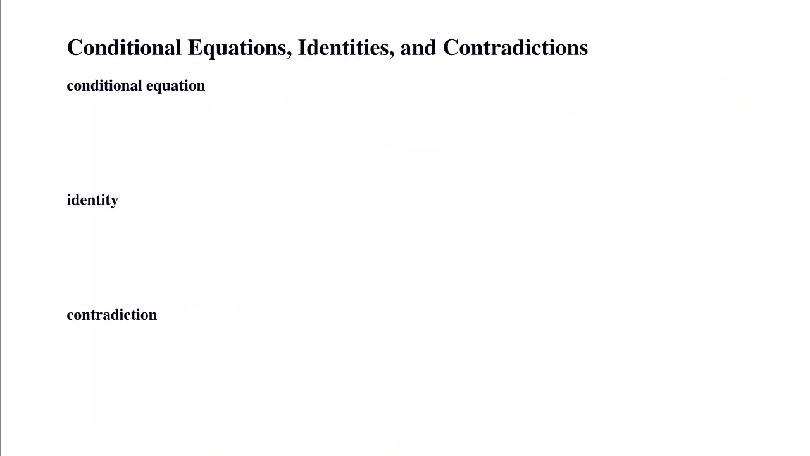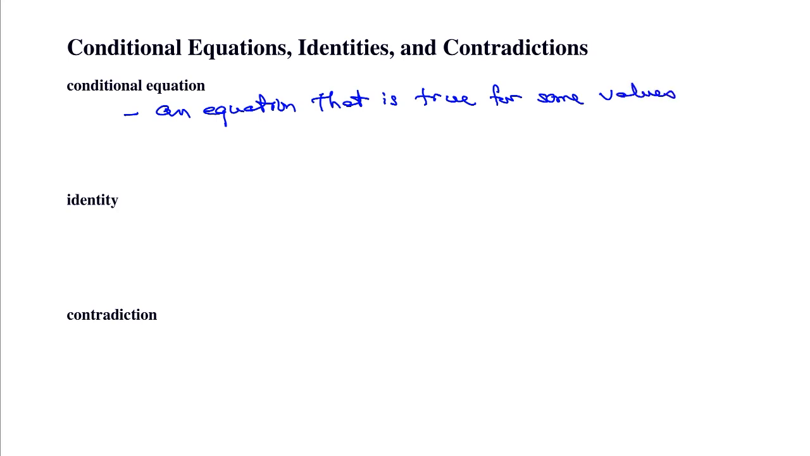In the next section, we discuss conditional equations, identities, and contradictions. A conditional equation is an equation that is true for some values of the variable but false for other values.